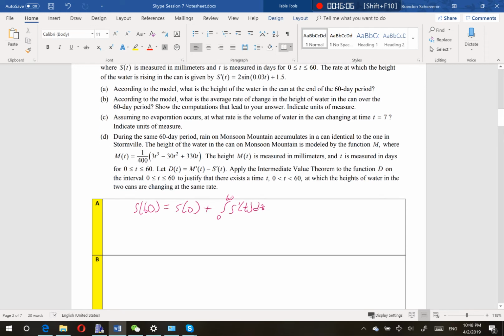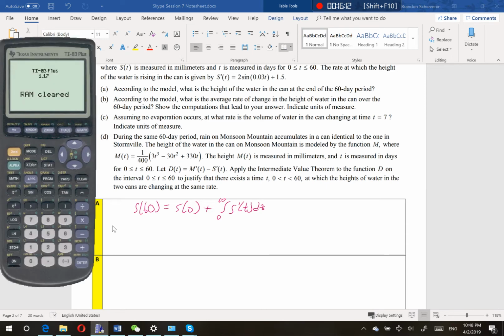Okay, I'm gonna put this back inside the lines, but so that's what we're gonna do in the calculator. To make this easier on ourselves for later, I'm going to actually store this value in our calculator so that I can use it again. So if you hit y equals, then we can type in our function there. So this is 2 times the sine of 0.03t plus 1.5.